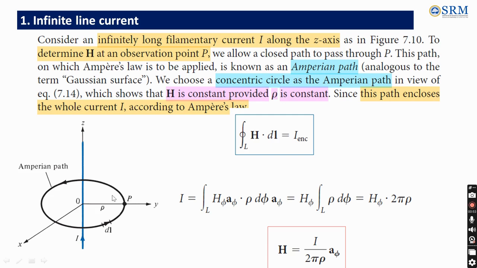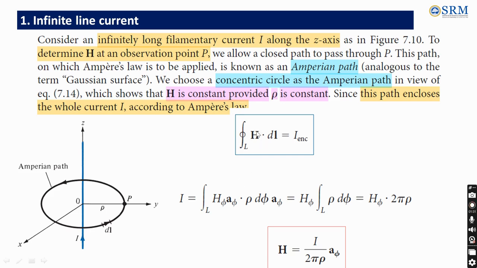And we are going to consider one closed path, like a Gaussian surface in Gauss's law. That is known as an Amperean path here. We are going to consider a concentric circle as an Amperean path. And here we have to note that my magnetic field intensity is going to be constant provided the radius of this concentric circle, this Amperean path, is constant, that is, rho is constant. And this path is going to enclose the whole filamentary current, right?